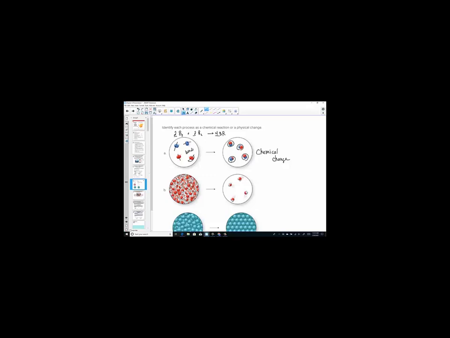And that's the very definition of a chemical change. Bonds were broken, and over here, new bonds formed.